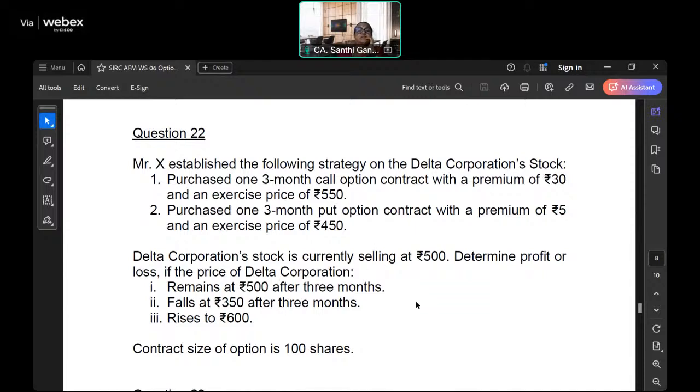So three possible scenarios are there. After 3 months, it remains at 500. After 3 months, it falls to 350. After 3 months, it rises to 600. So what is your position? That is what you have to find out. Please tell me.